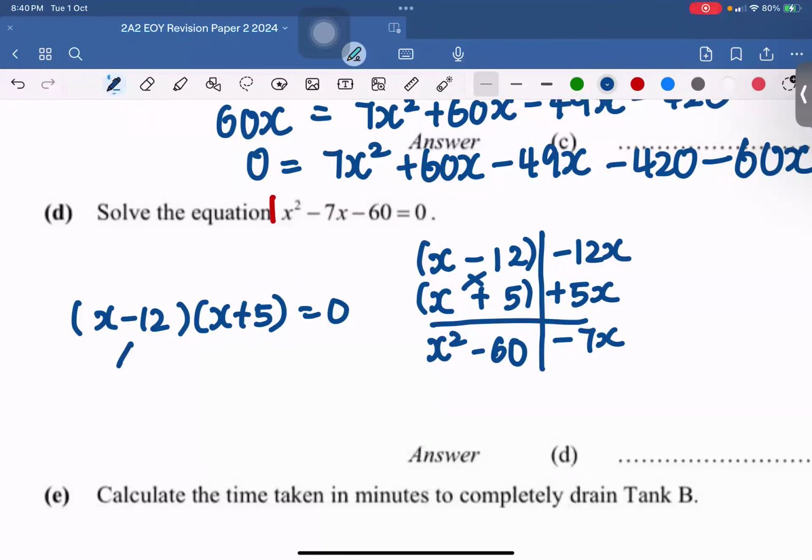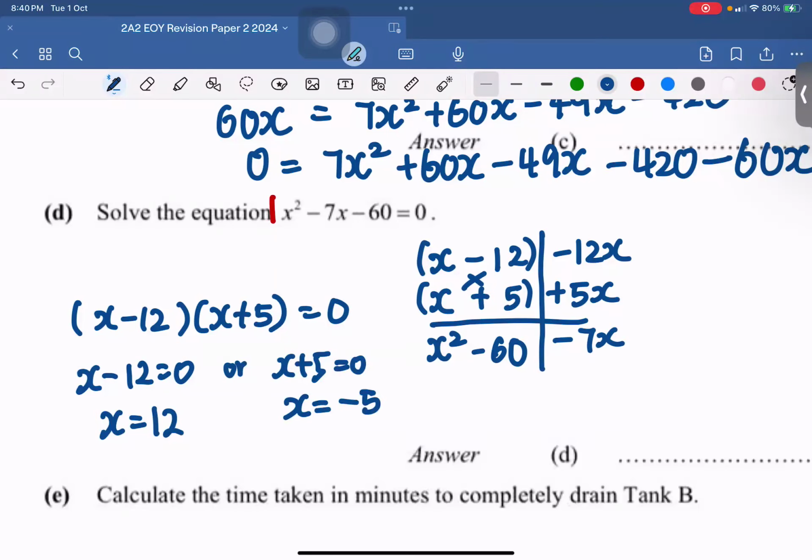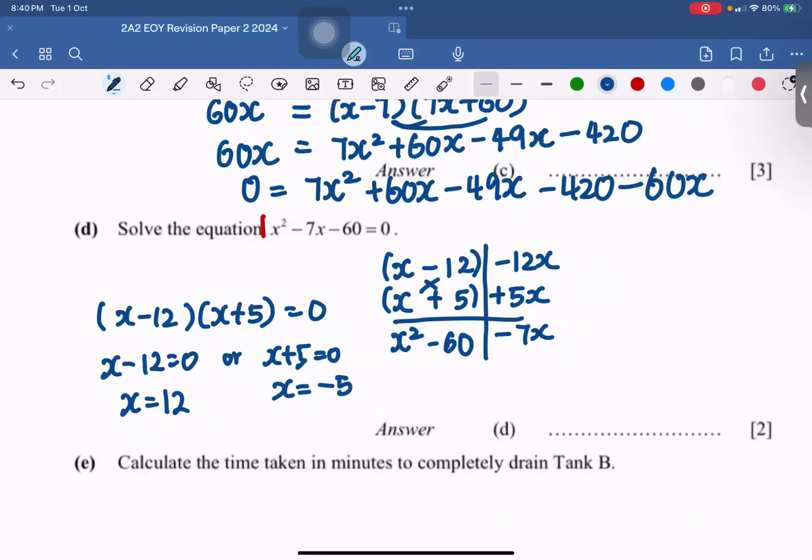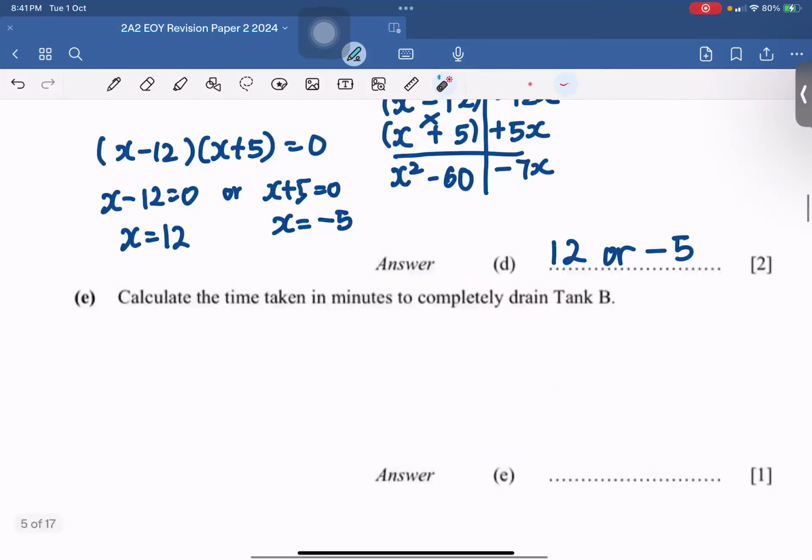My final answer, first one, x minus 12 is equal to 0. So x equals 12. Or the other one, x plus 5 is equal to 0. x equals negative 5. The question here only says solve the equation. Don't reject any answer. Although there is only one blank, you can write 2 answers inside. But for the next part of the question, they asked me to calculate the time now.